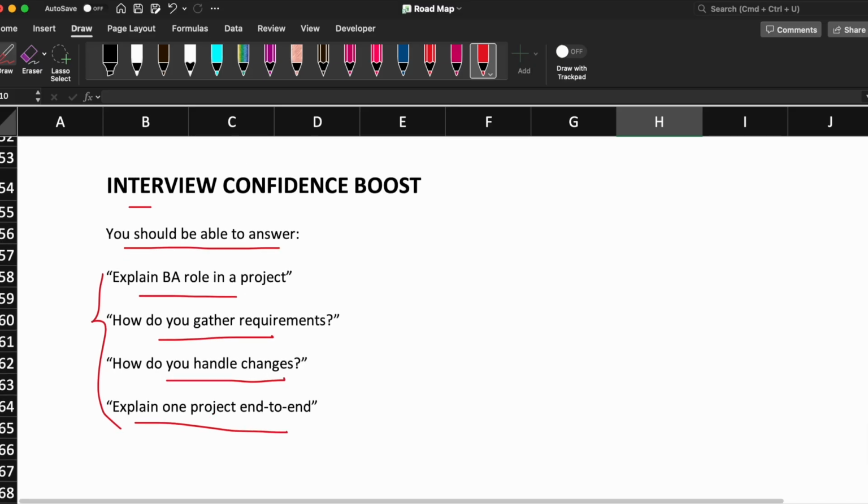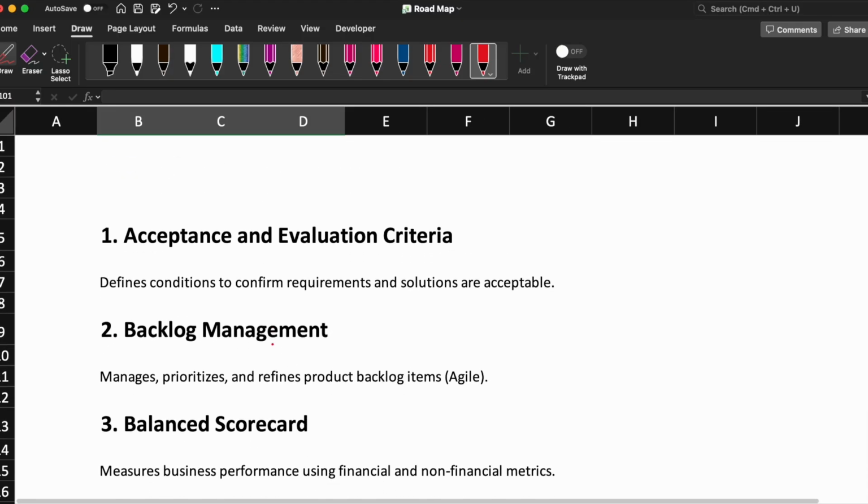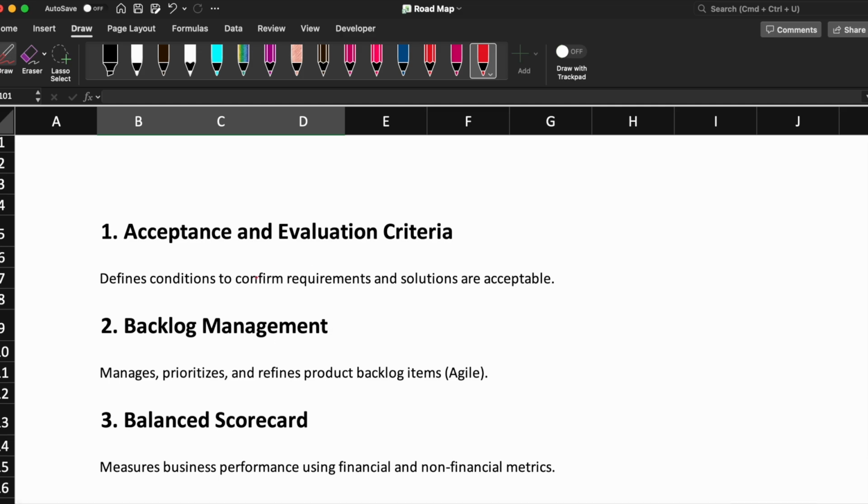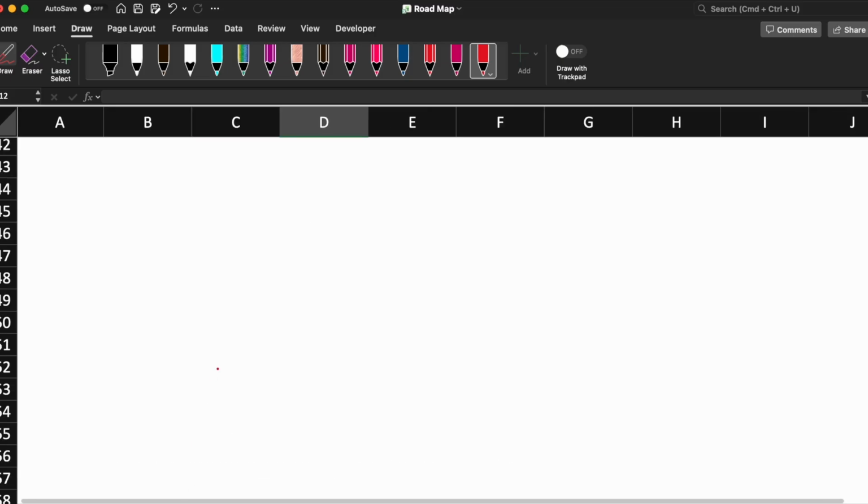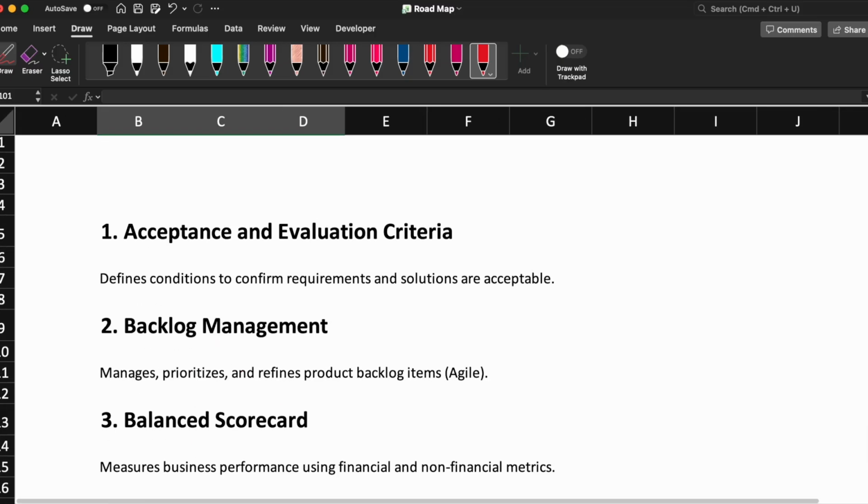Okay. So I have put these 50 BA techniques you should know, but as a beginner you don't need to learn all of them, because you only need to focus on these 10. You can learn the rest in the project. Okay, but let's take a look quickly.